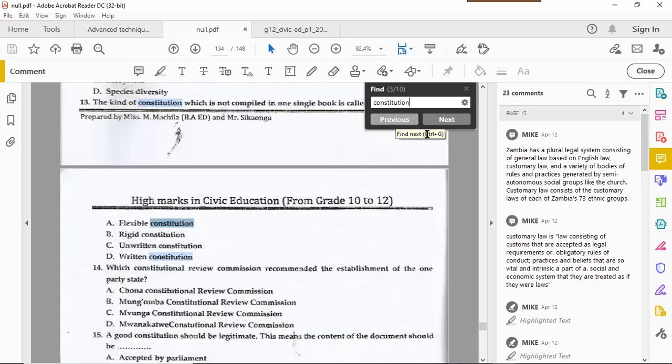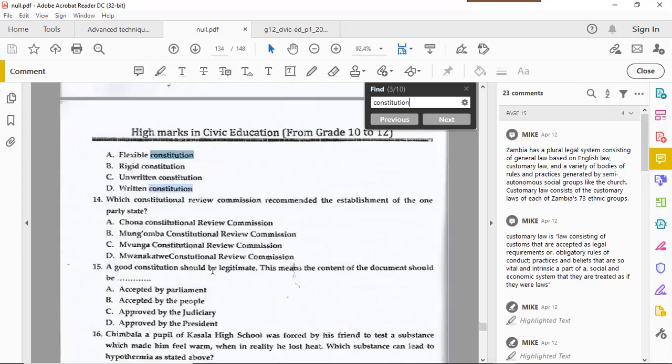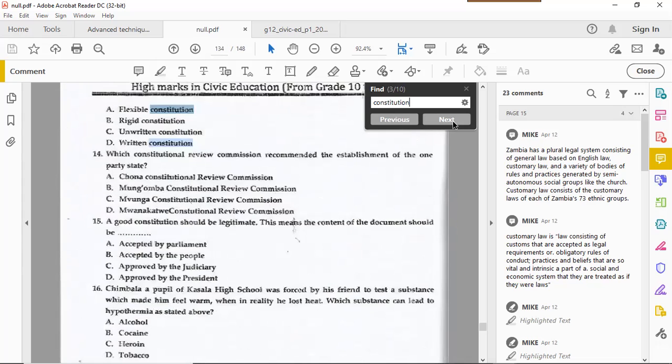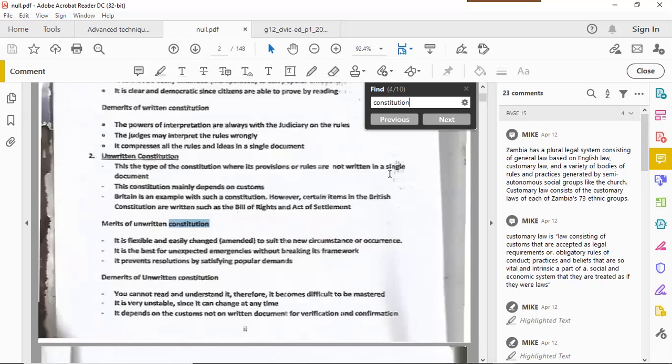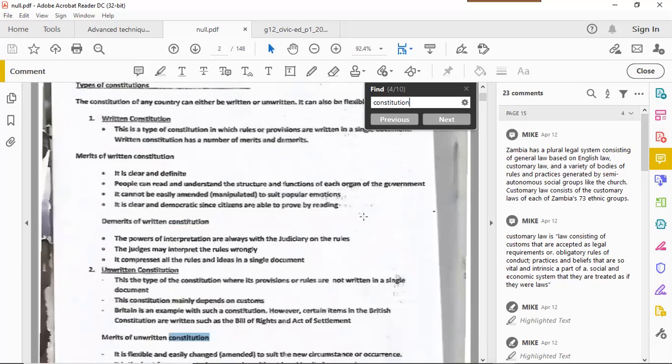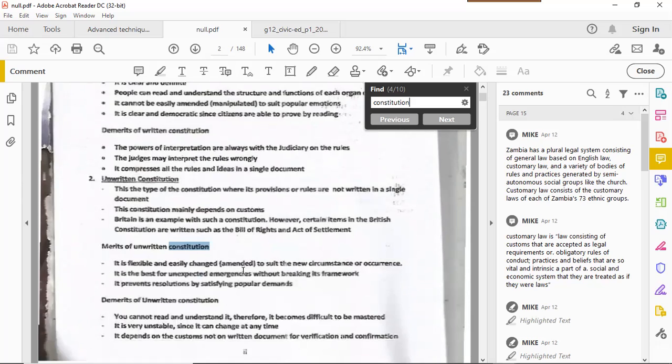Next. See, there are the results on the types of constitutions: flexible constitution, rigid constitution, and unwritten constitution. I think these are practice questions, but it has an ability to lead you directly. Here it is, merits of the constitution. So when you search for a keyword in your textbook, it's going to give you a series of results, and then using those results, you can go directly where the question is talking about.